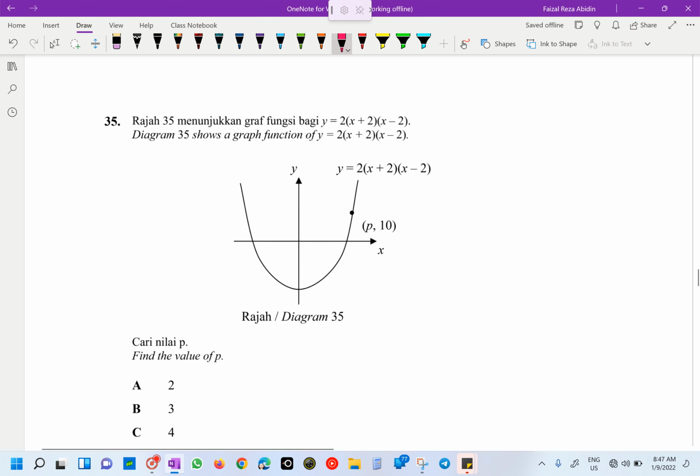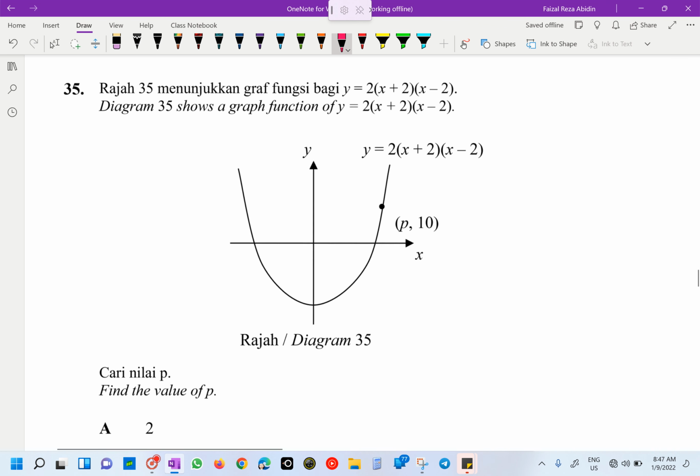Okay, next. This one, you are going to get, of course, this is our what? Quadratic graph, okay? So, if the question over here is asking for the value of p, how do we want to find the value of p here, class? Sebelum nak masuk, kita buat apa dulu? Expand. Thank you.